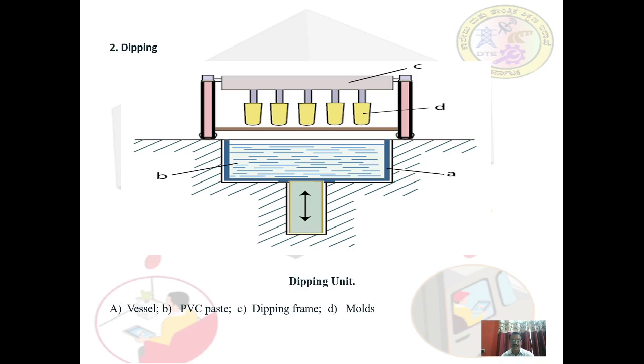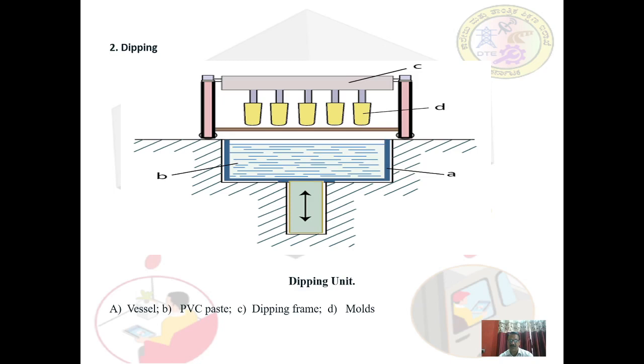The gelation is usually carried out in a circulating air oven, and during the process the paste temporarily becomes fluid. The molds containing the gel coating are immersed in water for cooling. It is cooled to around 50 degrees Celsius, and at this temperature the articles can be easily removed from the molds.